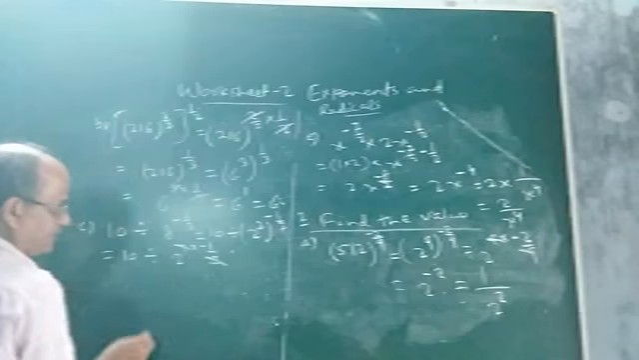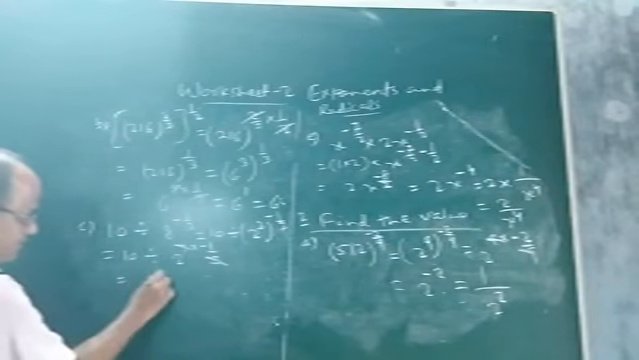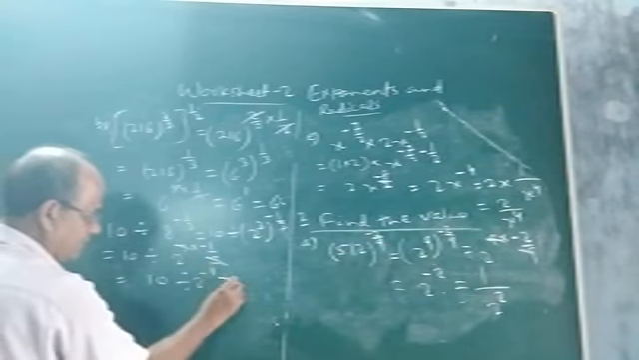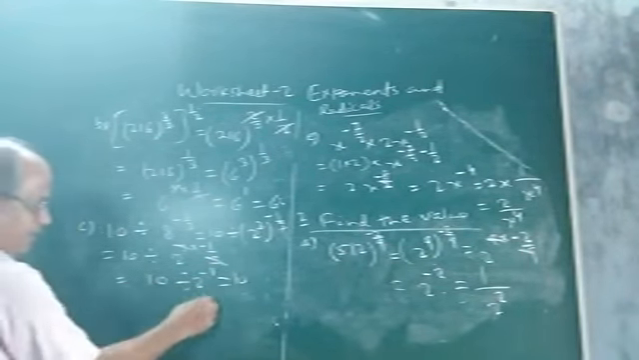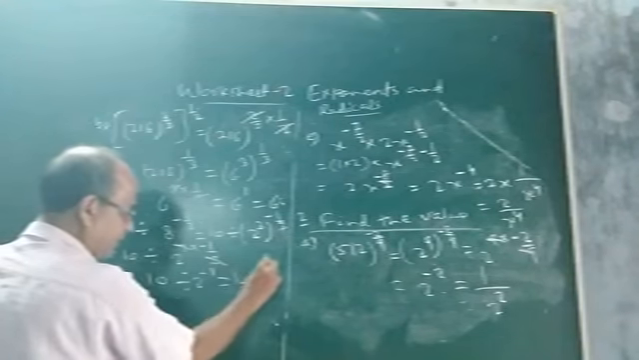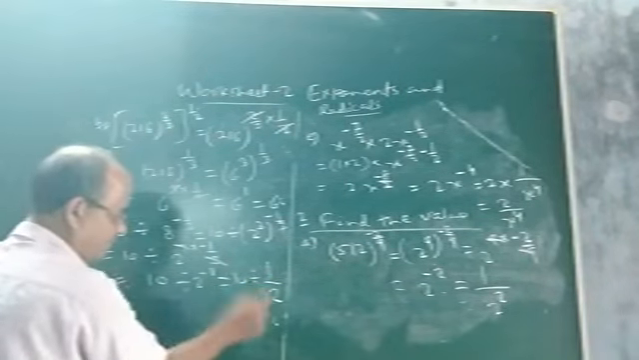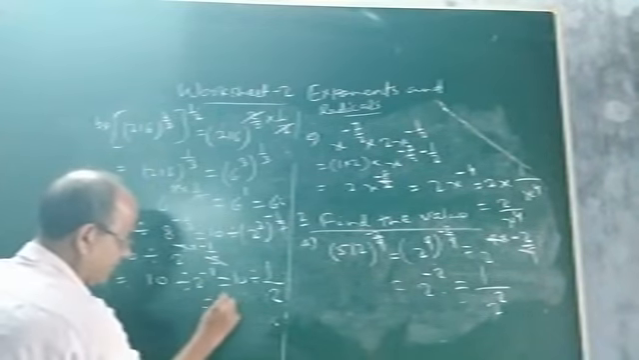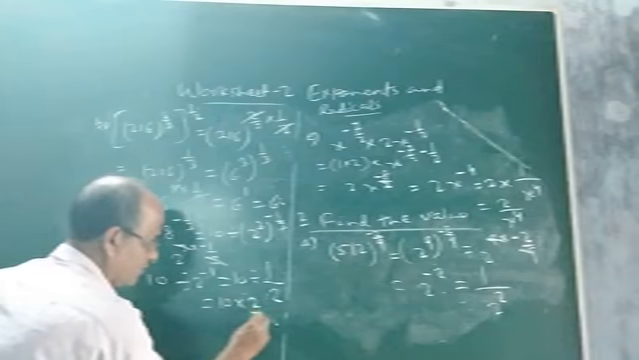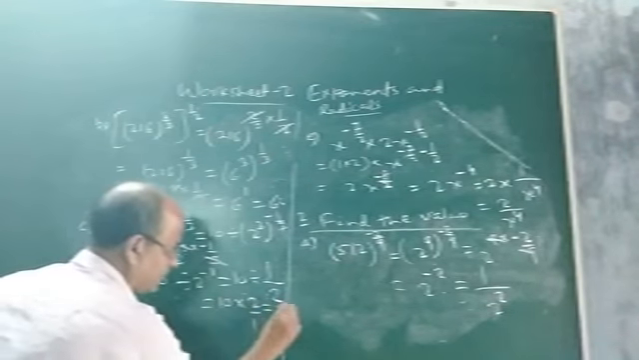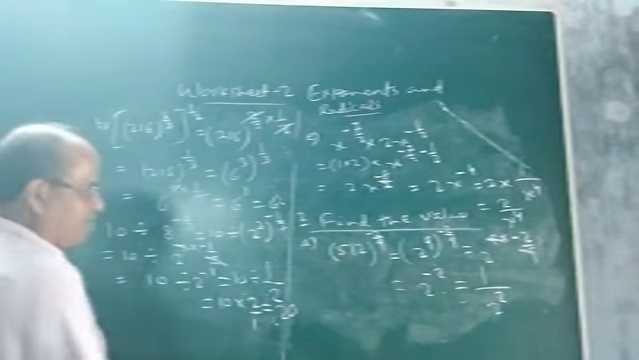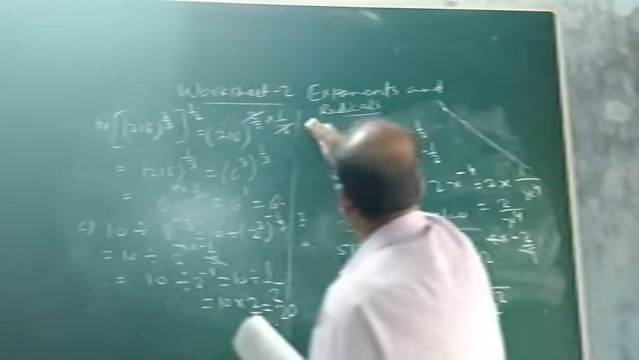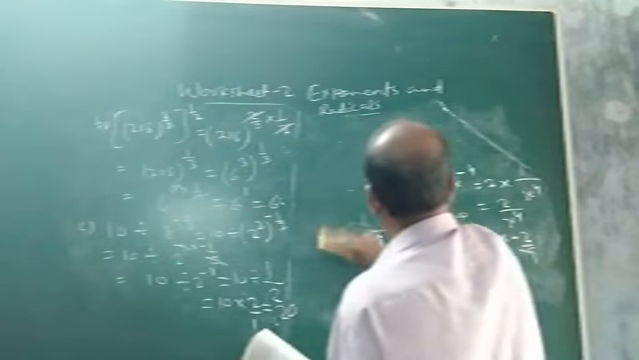Now 3 cancel. So what is left? 10 divided by 2 to the power minus 1. Now 10 divided by 2 to the power minus 1 means 10 divided by 1 by 2. 2 to the power minus 1 means it is 1 by 2 in positive exponent. So this will be 10 into 2 by 1. What will be the answer? The answer will be 20. You see, 10 into 2 by 1 is 20. So the value of the given exponential expression will be 20.